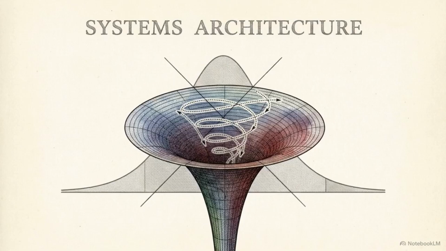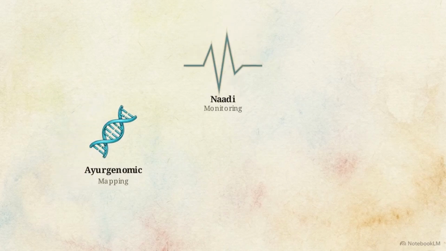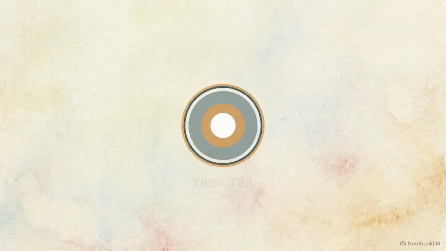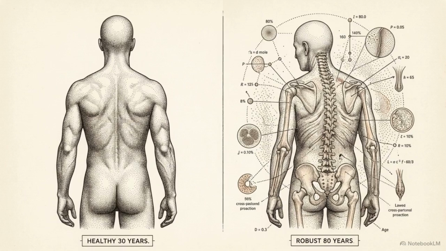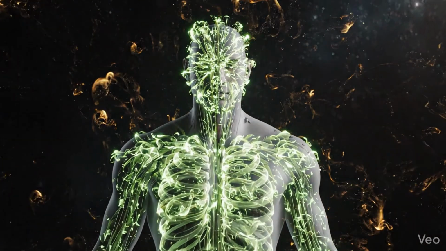The Trisutra framework implements this by replacing population-level averages with an integrated specialty practice tailored to the individual's dynamic trajectory. By uniting genomic mapping, NADI monitoring, and stoichiometric steering, clinical systems biology provides a high-resolution method to engineer and maintain biological resilience throughout the life course.